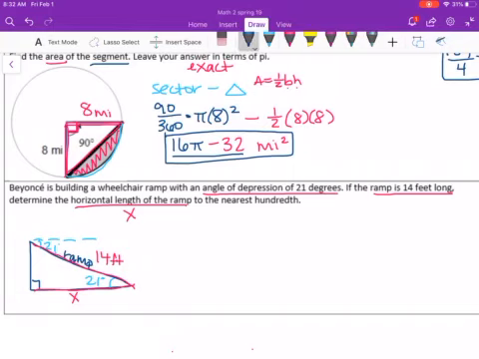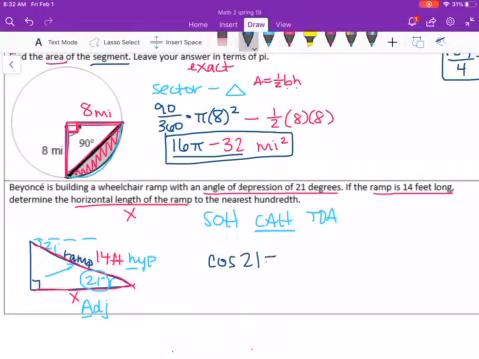Okay, so we have to solve for our x. Let's label our sides. From our reference angle of 21, we have the x's adjacent, it's right next to, and the 14 is our hypotenuse across from the 90-degree angle. So if you're thinking of SOHCAHTOA, which one is A and H? Oh, well, that's cosine, which would mean we're doing cosine of our angle, which is 21, equals x over 14.